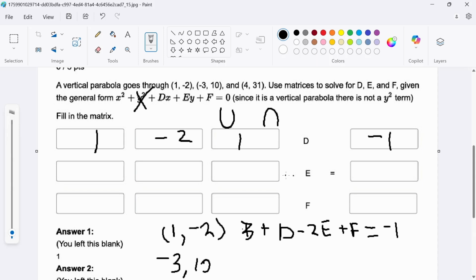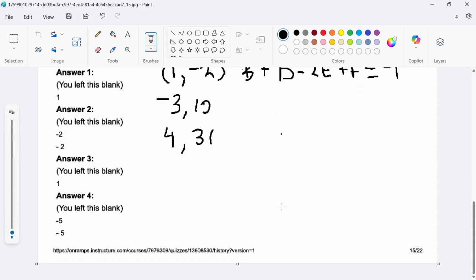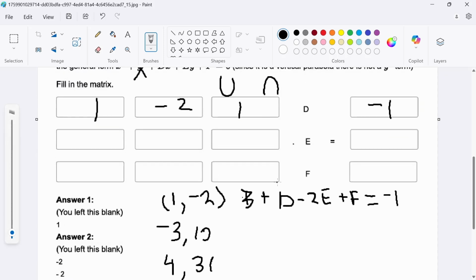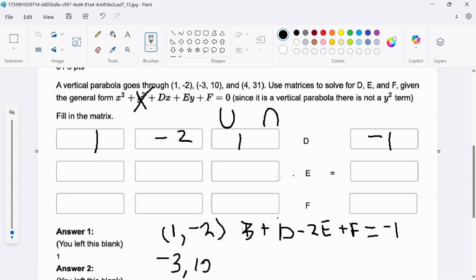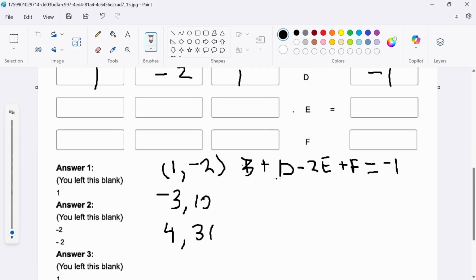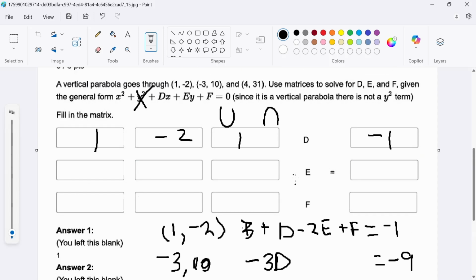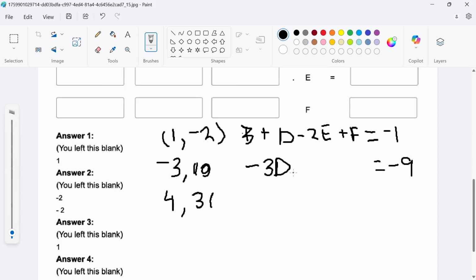It says use matrices to solve for D, E, and F, but the answer choices are only to fill in the matrix, so I don't think it actually has to be solved. All right, now I'll do the second point, negative 3, 10. Negative 3 squared is positive 9. I'll subtract 9 from both sides, and then I get dx, so negative 3d, plus ey, so plus 10e, plus f, so this is going to be negative 3, 10, 1, negative 9.